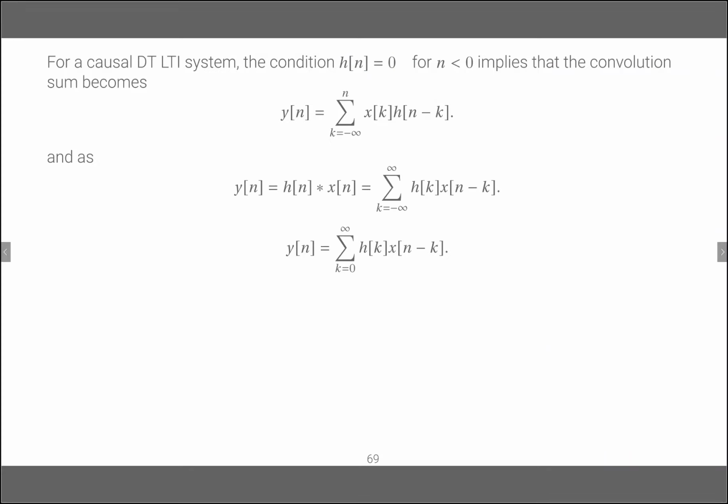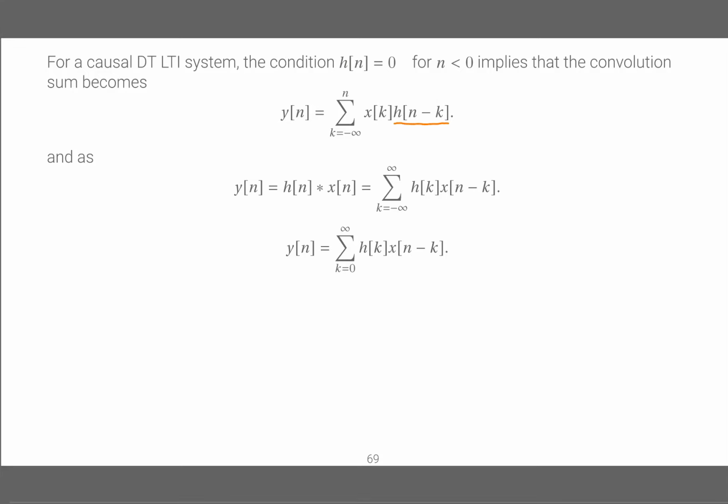Okay. So for a causal discrete-time LTI system, the condition h[n] equals 0 for n less than 0 implies that the convolution sum becomes, now, because h[n minus k] is 0 beyond n, you just have to sum up until n. As y[n] equals h[n] convolved with x[n], we can write that as the sum of h[k] x[n minus k]. We know that h[k] is 0 for k less than 0, so you just write k equals 0 instead of minus infinity.